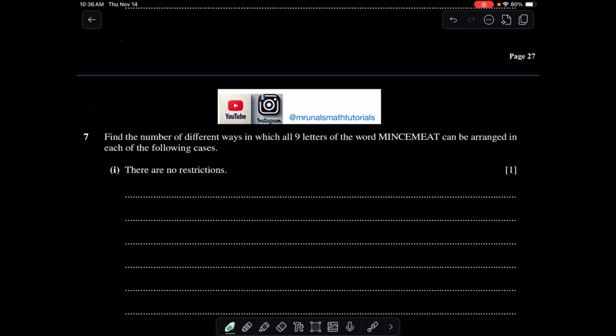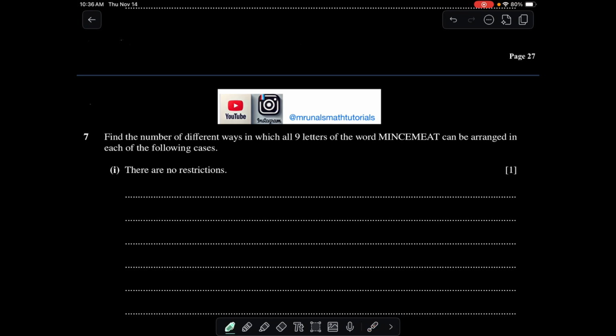Let us look at the next example. We have here, find the number of different ways in which all the 9 letters of the word mincemeat can be arranged. Again, this is arrangement in each of the following cases. The first case is there are no restrictions.